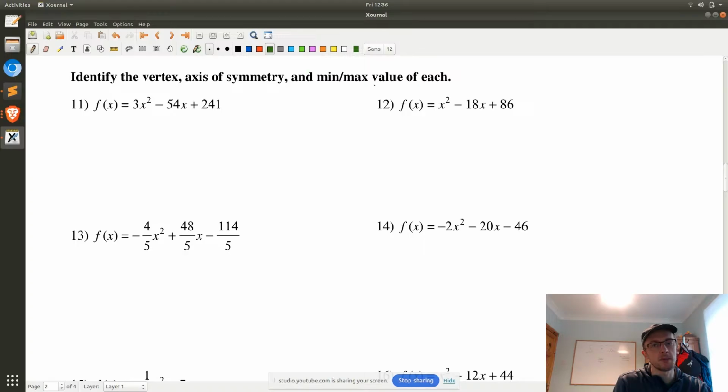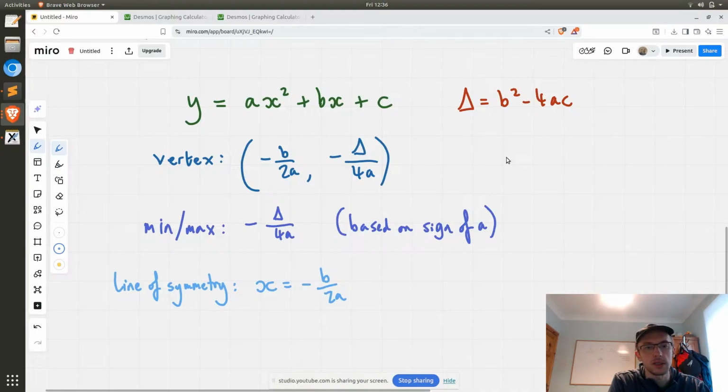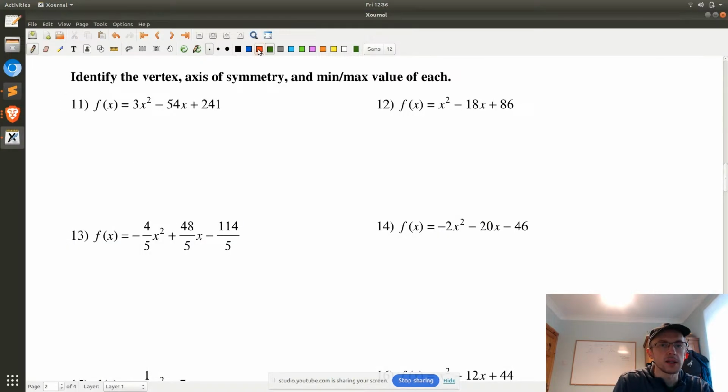Vertex, axis of symmetry, minimum, maximum value of each. So, what's the efficient way to calculate this? First, find delta. Then find the vertex. And then it's pretty simple. You just peel them off, just like that. Okay, so finding delta, or the discriminant, if you like. So just write triangle equals b squared minus 4ac, like that.